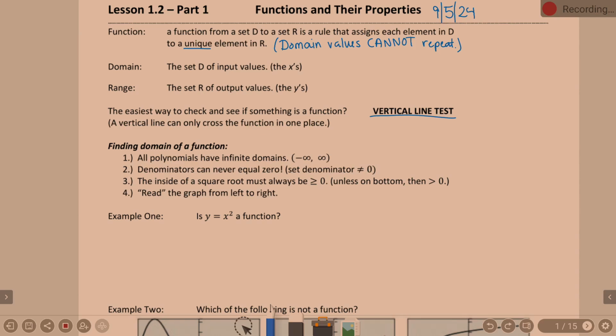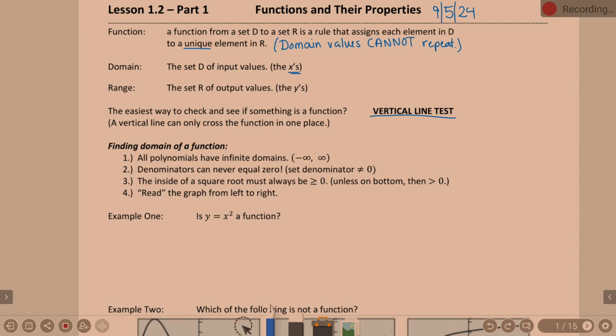Now, this kind of jumps ahead to example 3, but one of the big topics we're going to spend a lot of time on in this lesson is finding domain. Okay? When we talk about domain, remember domain are your x's. X's run which way on a graph? Left and right, yes? Right. So when we talk about domain, we're talking about how far left does your graph go? How far right does your graph go?